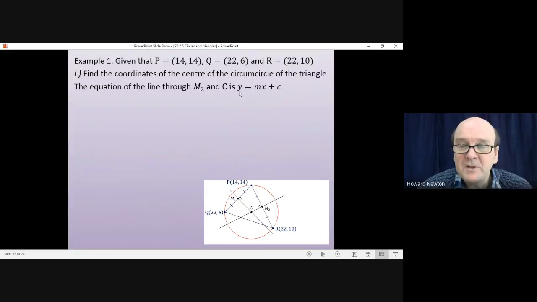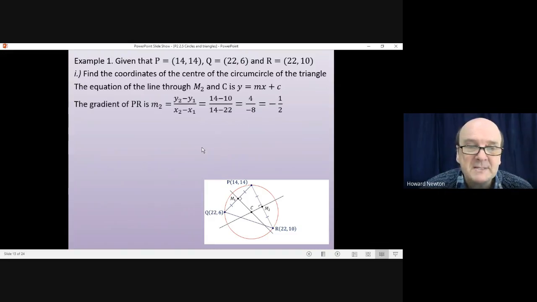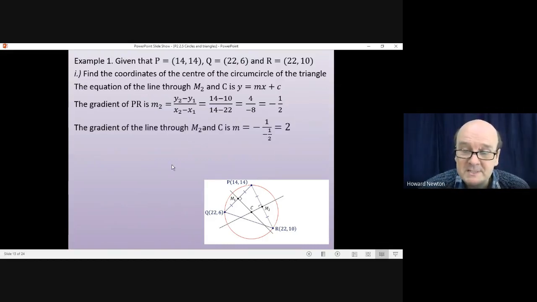So again, the equation of the line will be y equals mx plus c. To find the gradient, I find the gradient of PR. The difference in the y values over the difference in the x values simplifies to -1/2. The gradient of the line through M2 and C is at right angles to that, so I do -1 divided by -1/2, which means the gradient of the line through M2 and C is 2.